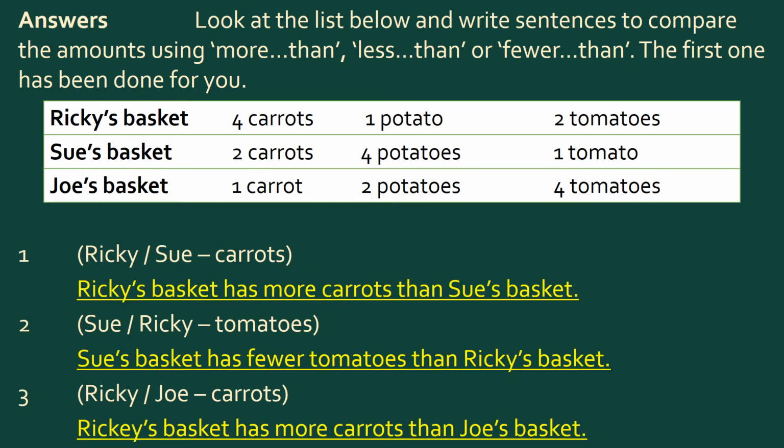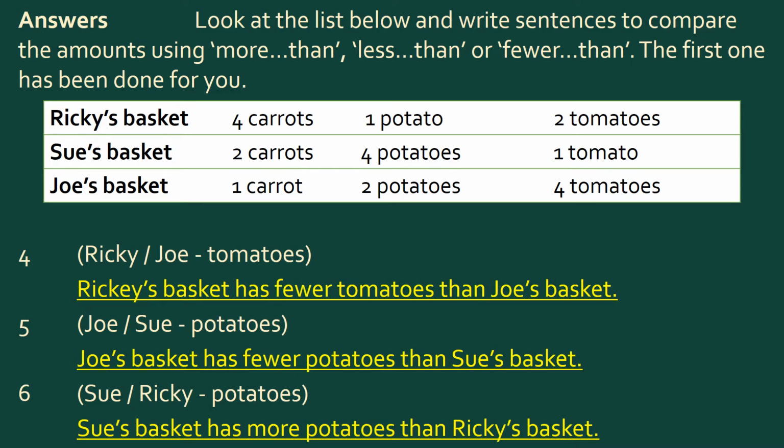Answers. Number 1. Ricky's basket has more carrots than Sue's basket. Number 2. Sue's basket has fewer tomatoes than Ricky's basket. Number 3. Ricky's basket has more carrots than Joe's basket.